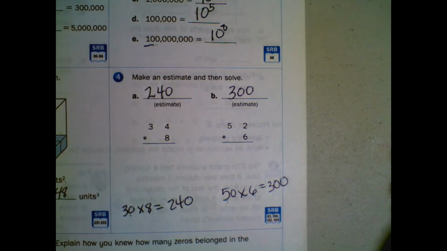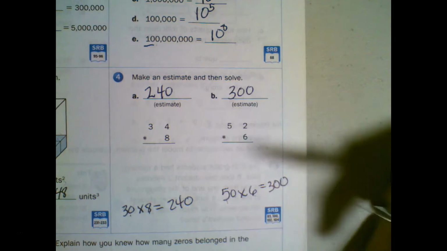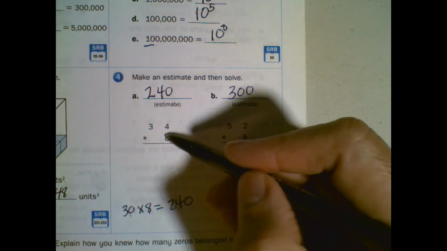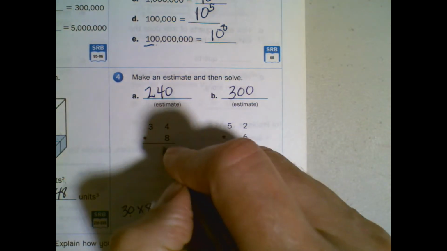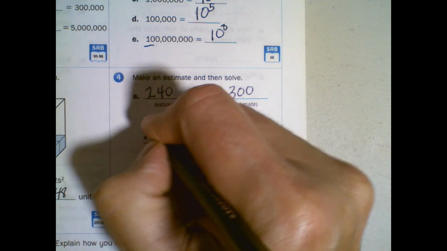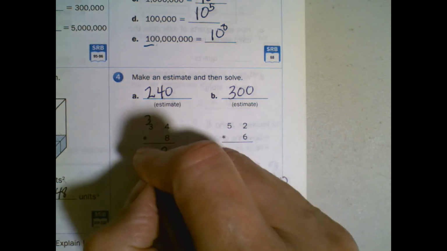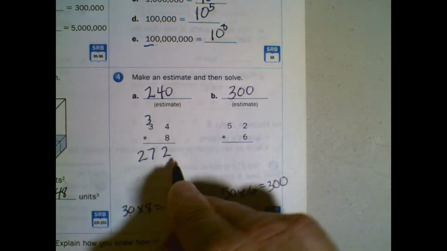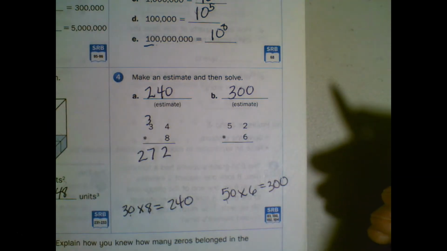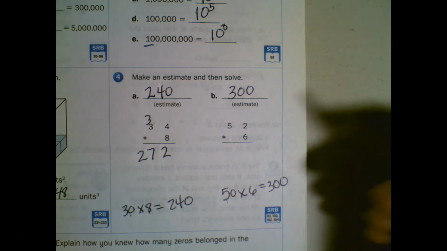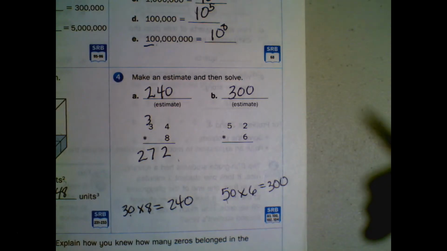Now I'm going to do the actual multiplication. Let's see how close I come to my estimate. 8 times 4 is 32, and I'm just going to use the traditional method. 8 times 3 is 24, plus 3 is 27, 272, 240. I'm going to accept that as being a good answer based on my estimate.